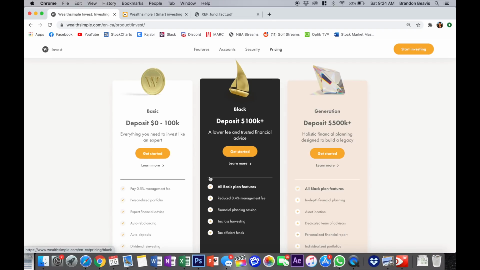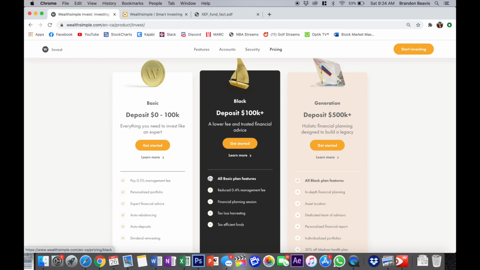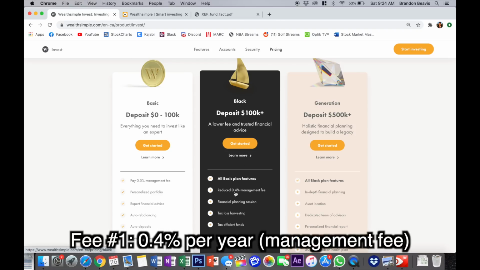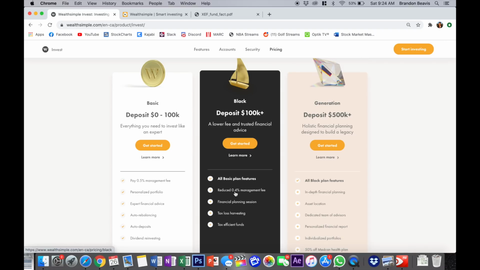If you look over to the tier on the right, which is the Wealthsimple black tier, if you're depositing over $100,000, let's say you're moving money over from the bank or whatever the case is, they do knock that fee down to 0.4%. So in that same case, if you're on $100, you're paying 40 cents per year. I know that doesn't sound like a big difference, but on a more significant chunk of money, that totally adds up.